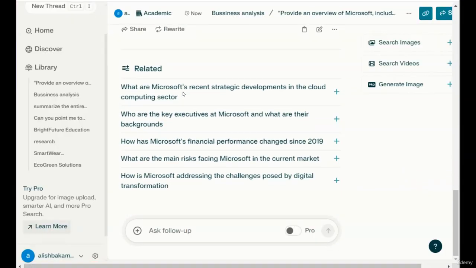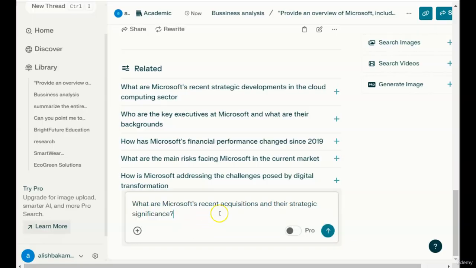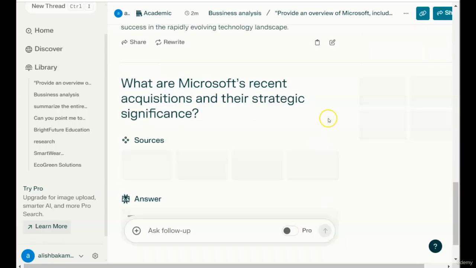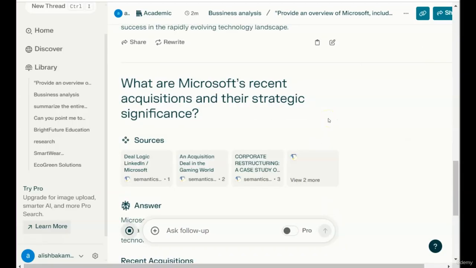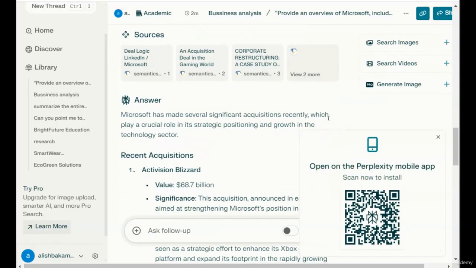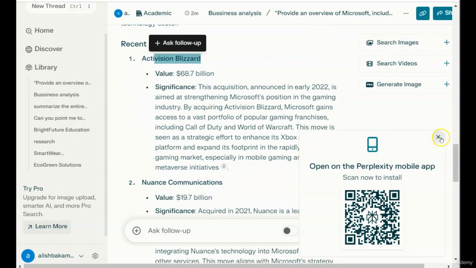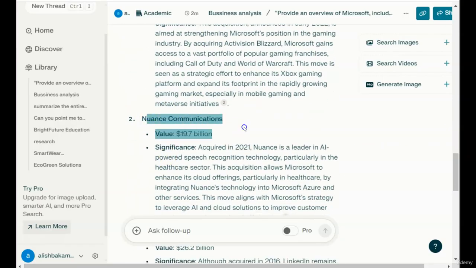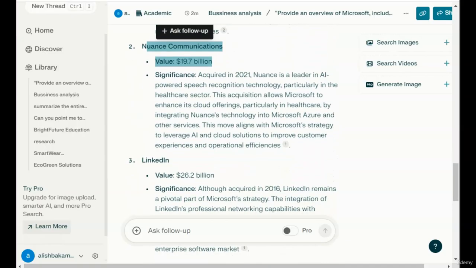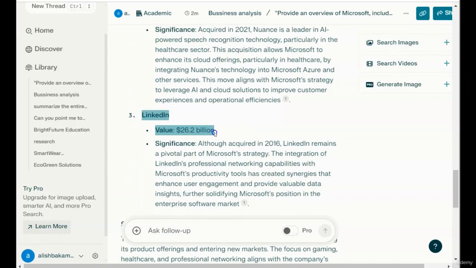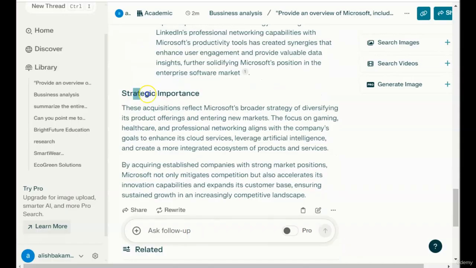To understand Microsoft's recent strategic initiatives, you could ask, what are Microsoft's recent acquisitions and their strategic significance? So Perplexity AI will provide insights into recent acquisitions, their impact on Microsoft's business, and their strategic goals. So it says, Microsoft has made several significant acquisitions. First is Activision Blizzard, like we talked before. Then Nuance Communications with $19.7 billion. And then LinkedIn with $26.2 billion. And then it talks about their strategic importance.